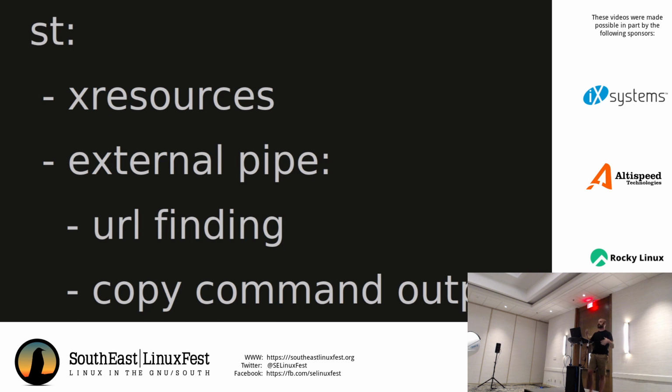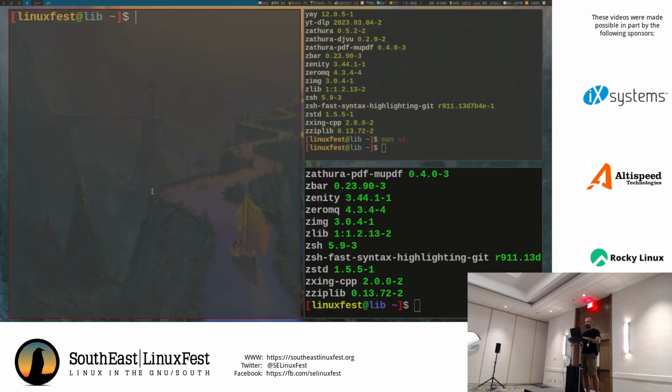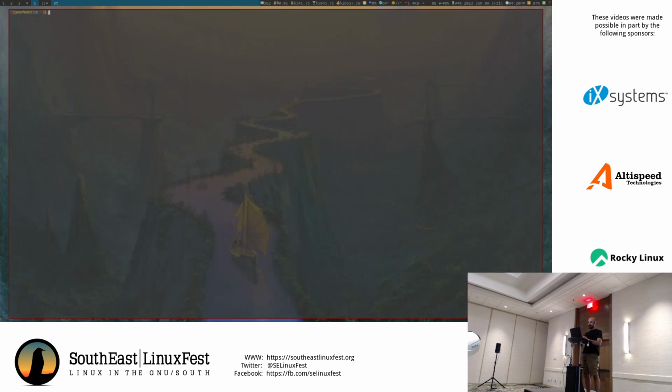So if I want to change colors or even some other variables in ST without recompiling, I can actually just use X resources to do that, if people are familiar with that. One of my favorite things in ST is actually external pipe. This is absolutely overpowered in terms of how useful it is. I'm gonna change back to my own build of ST because I want my precious key bindings back.